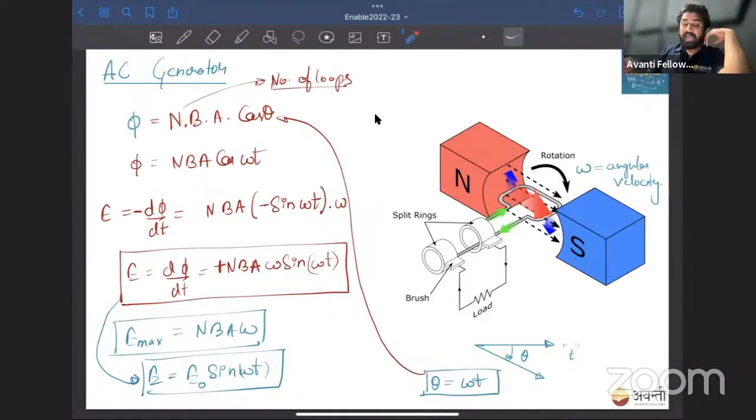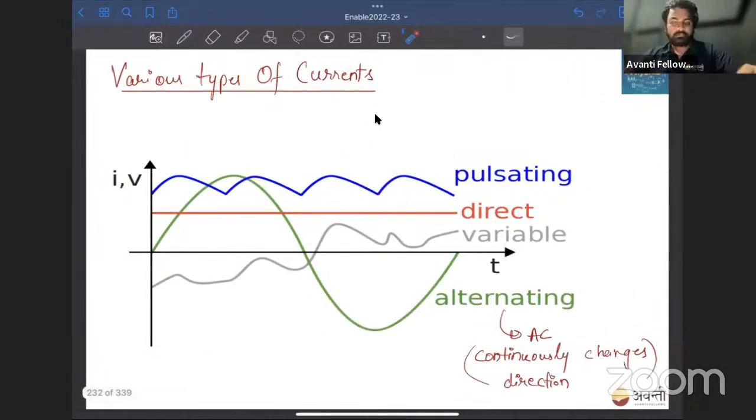And this EMF is sinusoidal, meaning it is increasing, decreasing, increasing, decreasing, like a sine curve. The maximum is NBA omega, so that is the maximum EMF. And we got the equation of EMF. Carrying this equation forward, we can find current also. Before that, let us see how many types of current there can be.